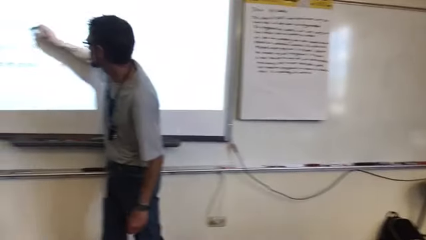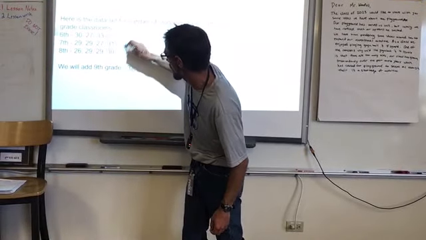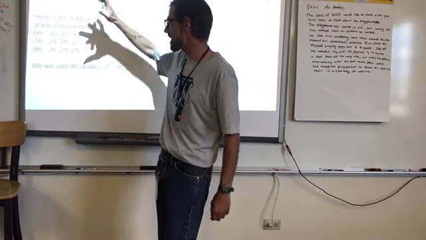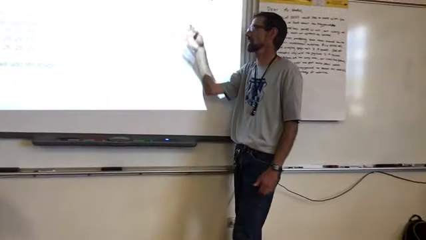I have the 6th grade on there, the 7th grade on there, and the 8th grade on there. I'm going to add the 9th grade. So I look at the 9th grade data, and I have a 33, so I'm going to go to my 33, add a dot. I go to my 28, add a dot, and go to my 29, and add a dot. So now I have my whole entire data set on my line plot.